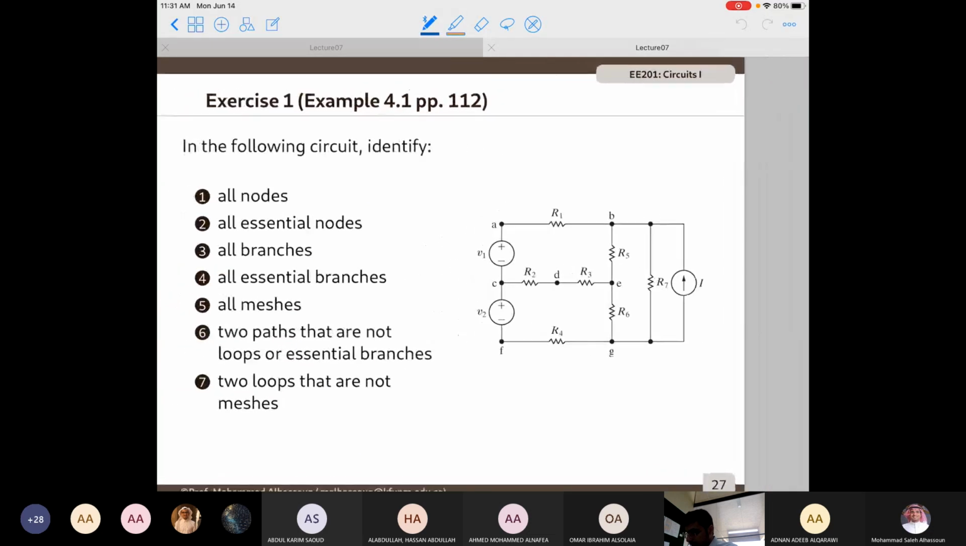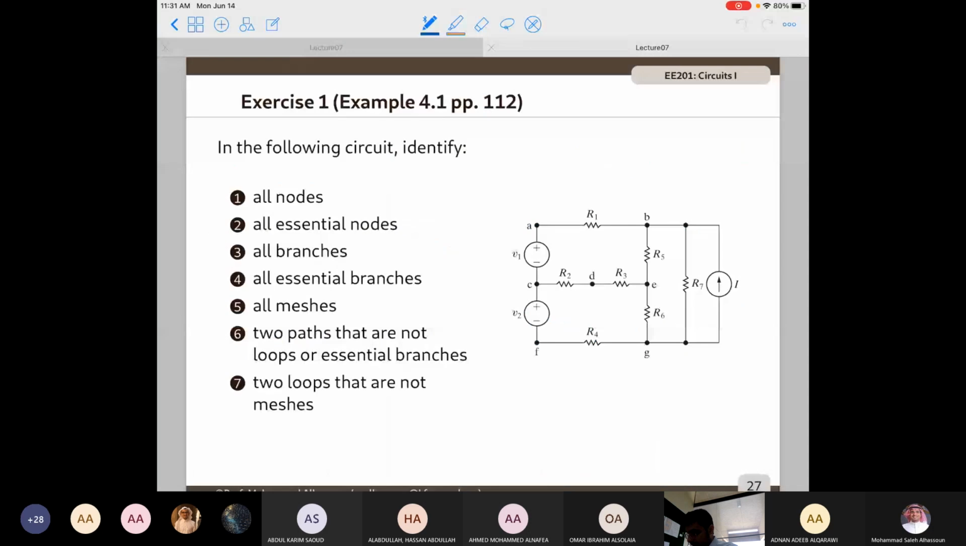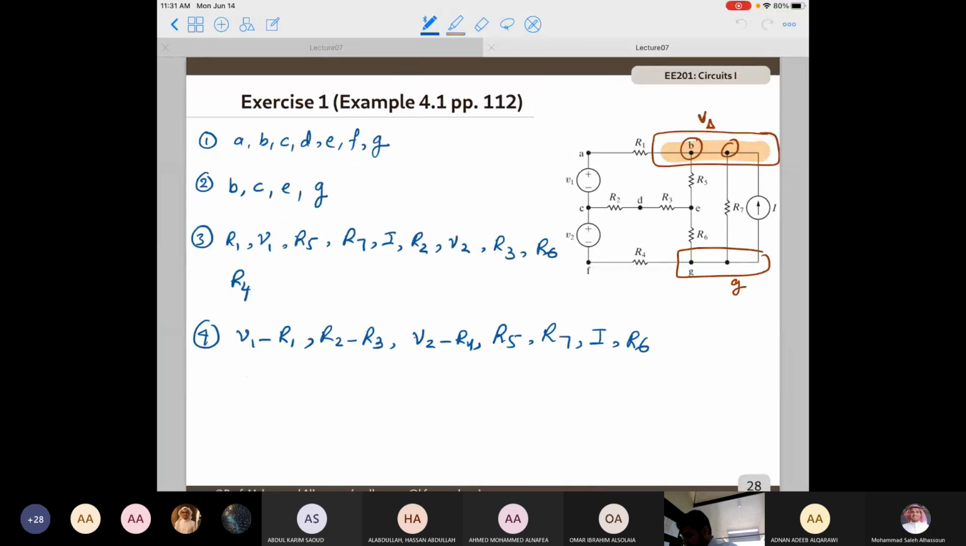Looking at this figure, for example, if you assume that this one is a loop, which it actually is, it includes two internal loops. See this one and this one. So yes, it's a loop, but it's not a mesh, because a mesh is a loop that does not enclose any loop.